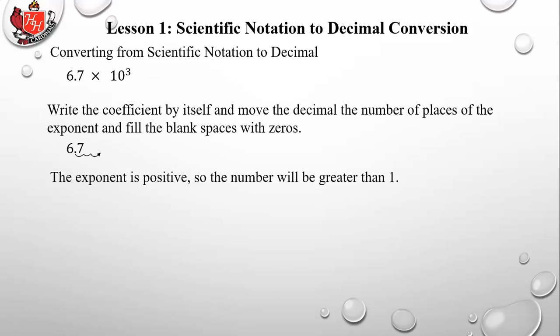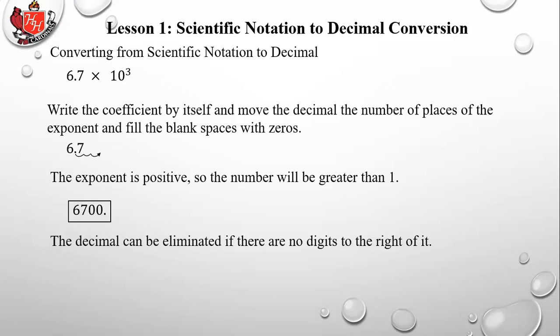So the exponent is positive, so the number will be greater than 1. If we had gone in the other direction with the decimal point, you would have ended up with a number less than 1. But since the exponent is positive, it's got to be a number greater than 1. That means you're going to move it to the right. So there's the number right there. You filled in those two empty spaces with zeros, so you get the number 6,700.